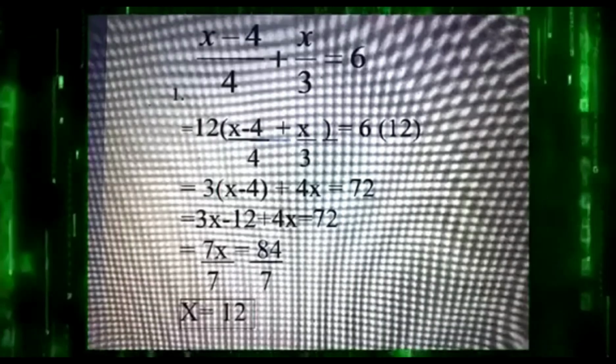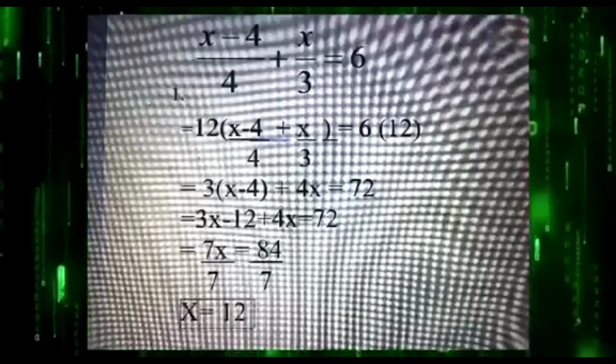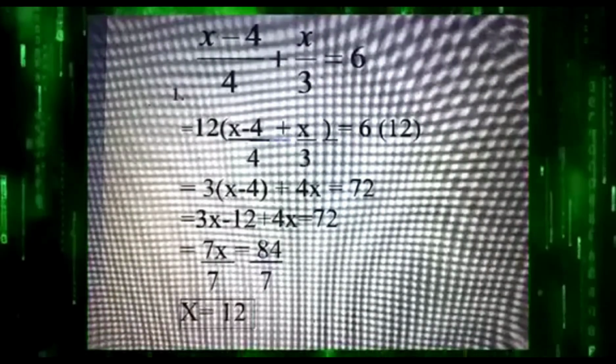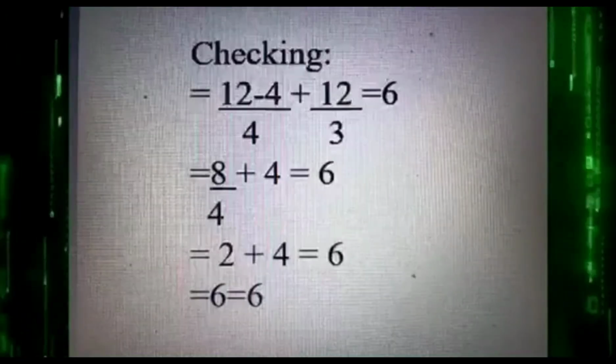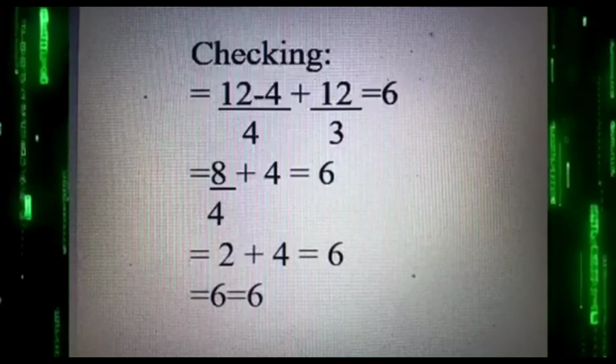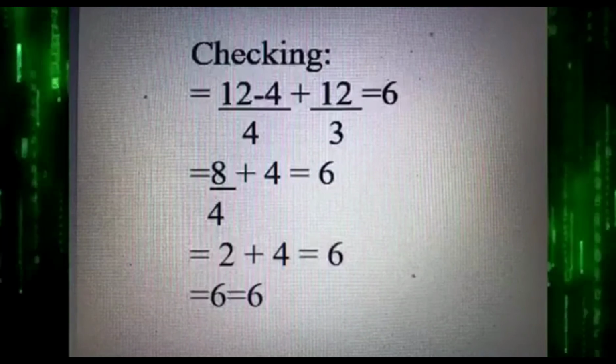So here is the complete solution of the equation (x minus 4) over 4 plus x over 3 equals 6. So now we are going to check if our answer is correct. For the checking, we are going to substitute x with our answer, which is 12.